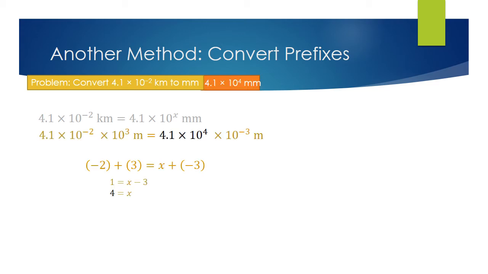Write out the number in scientific notation in the new units. The exponent of 10 is x, which is 4. It's 4.1 times 10 to the fourth millimeters.